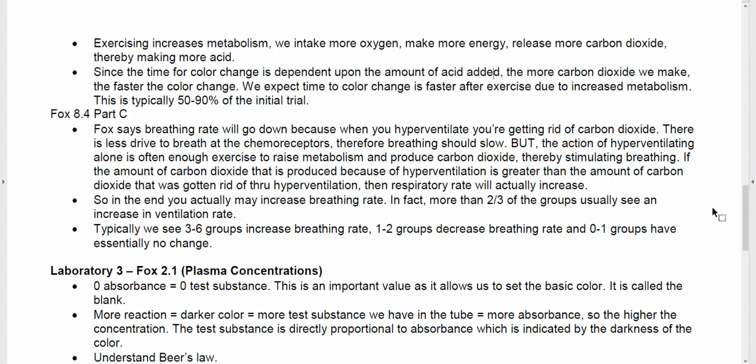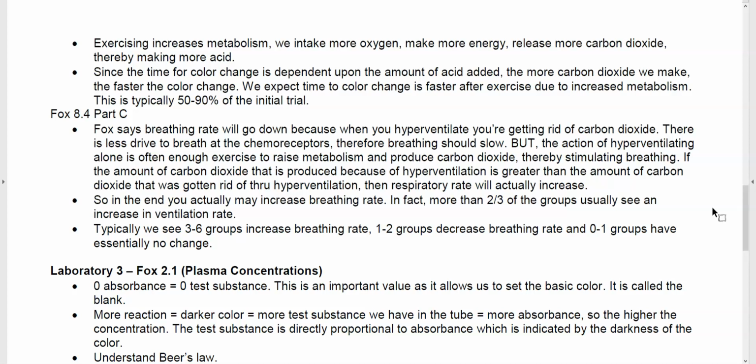But this one's complicated because what actually happens in most groups is people go up in their breathing rate. The reason why is the way Fox has you hyperventilate, it's so vigorous that it actually is exercise. Moving your lungs to inhale and exhale requires a tremendous amount of muscle movement. Your diaphragm, your external intercostals, your rectus abdominis, your external obliques, your internal obliques, all those respiratory muscles, when you're breathing deeply and quickly like Fox says, it increases your metabolism.